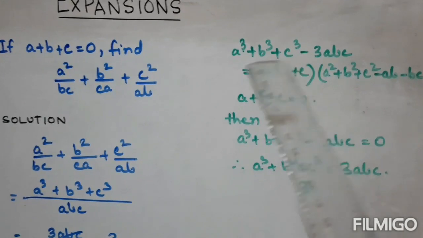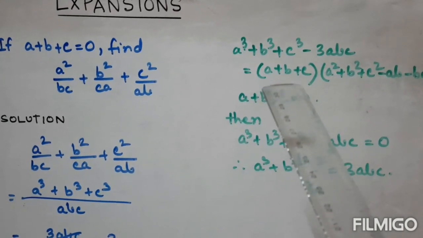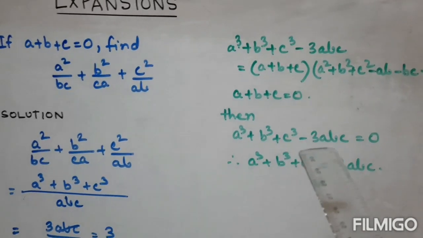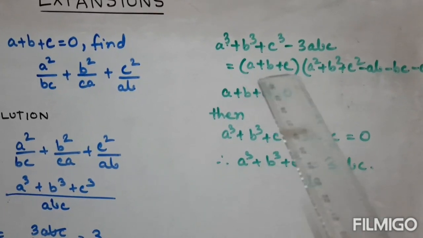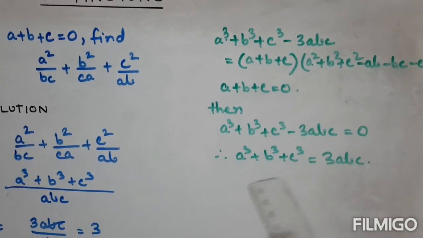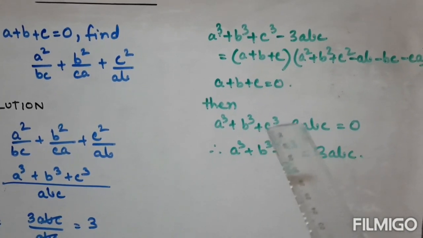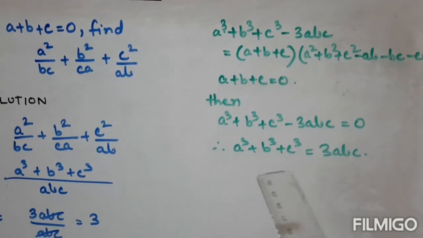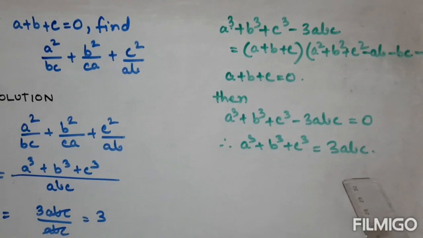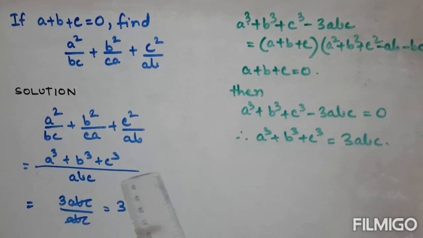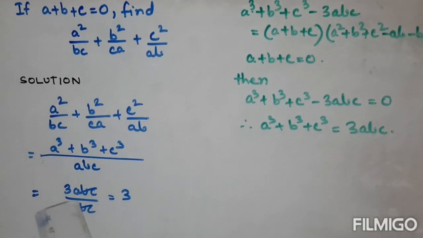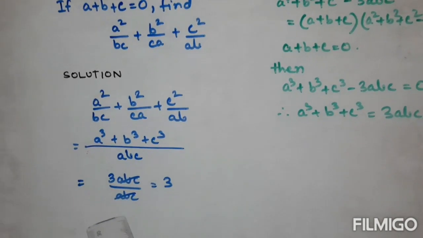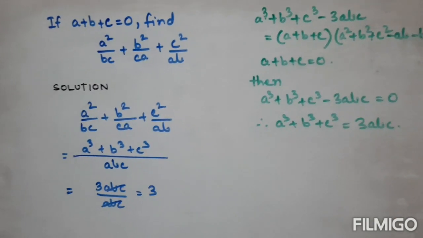So if we put the value of a plus b plus c as 0, then we get a cube plus b cube plus c cube minus 3abc equals 0, because 0 into anything is 0. From there, if we bring 3abc to this side, we get a cube plus b cube plus c cube equals 3abc. We are substituting the value. abc gets cancelled. We get the answer 3.